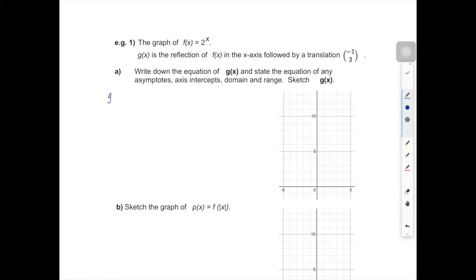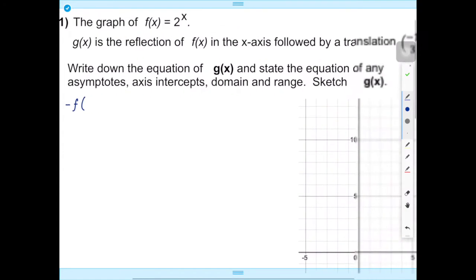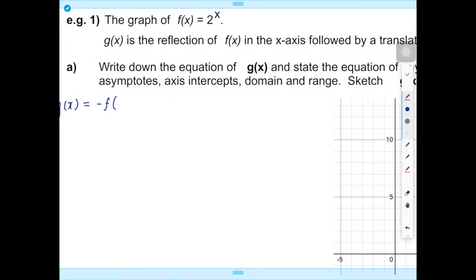So we have g of x equals, reflecting in the x-axis is a vertical reflection. So that is applied to the function f. And then we're going to shift 1 unit to the left. So we do x plus 1 here, and then plus 3 on the outside. The way this affects f of x, let's plug in 2 to the power of x. We have negative 2 to the power of x plus 1, now plus 3.